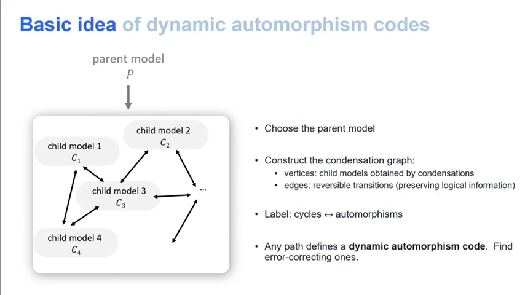Okay, so now we have labeled every plaquette, or every two-cell, on the graph by an automorphism, and any path would define a valid dynamic automorphism code, but not all of the paths are error correcting, and thus we also have to do the work of finding those that are. That will define a quantum error correcting code.